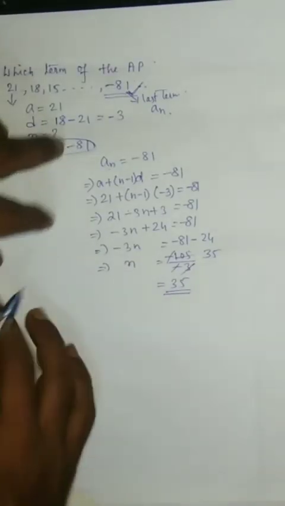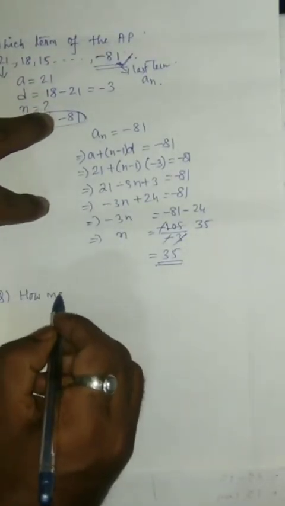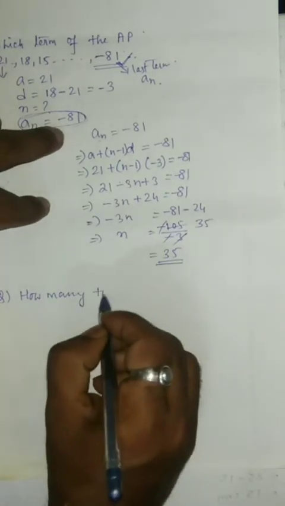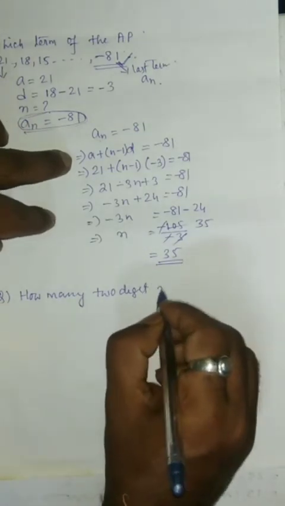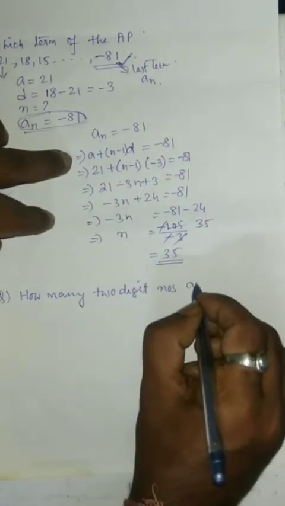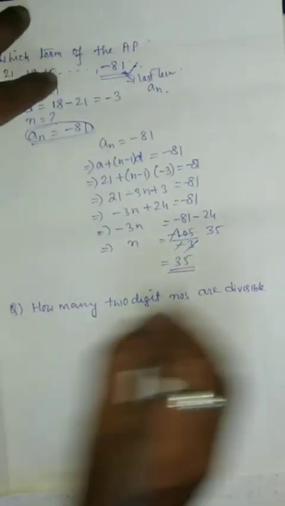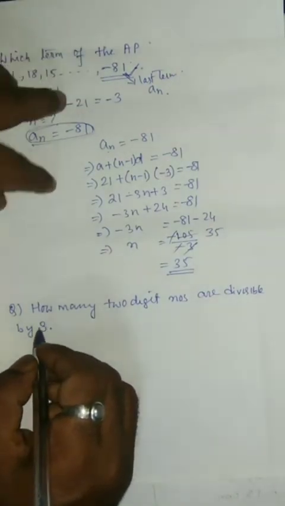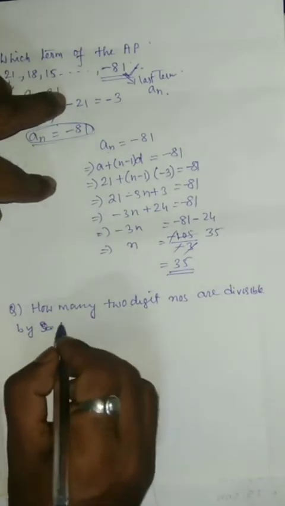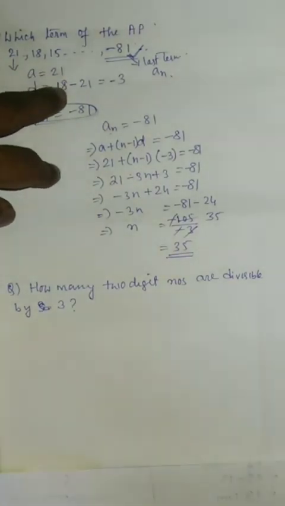Let me show you one more problem. How many two-digit numbers are divisible by 3? How many two-digit numbers are divisible by 3?